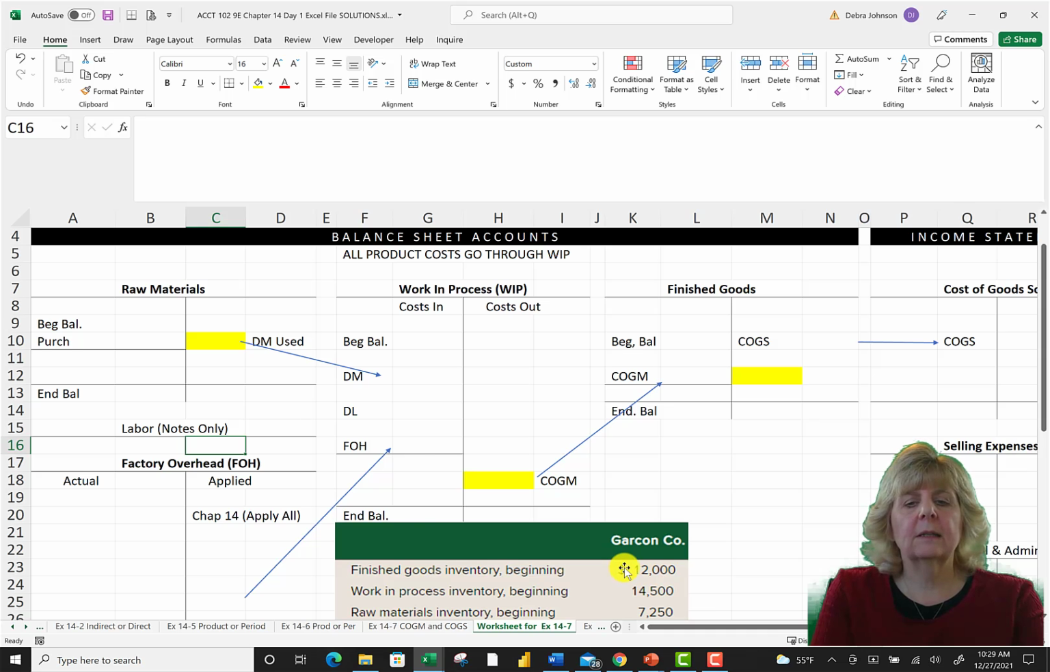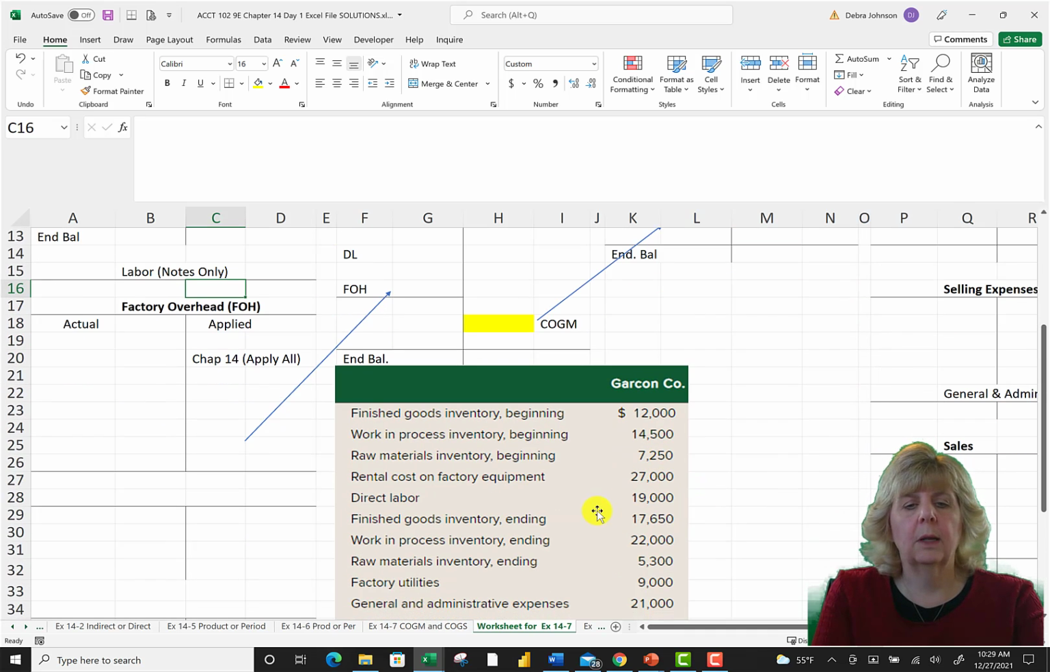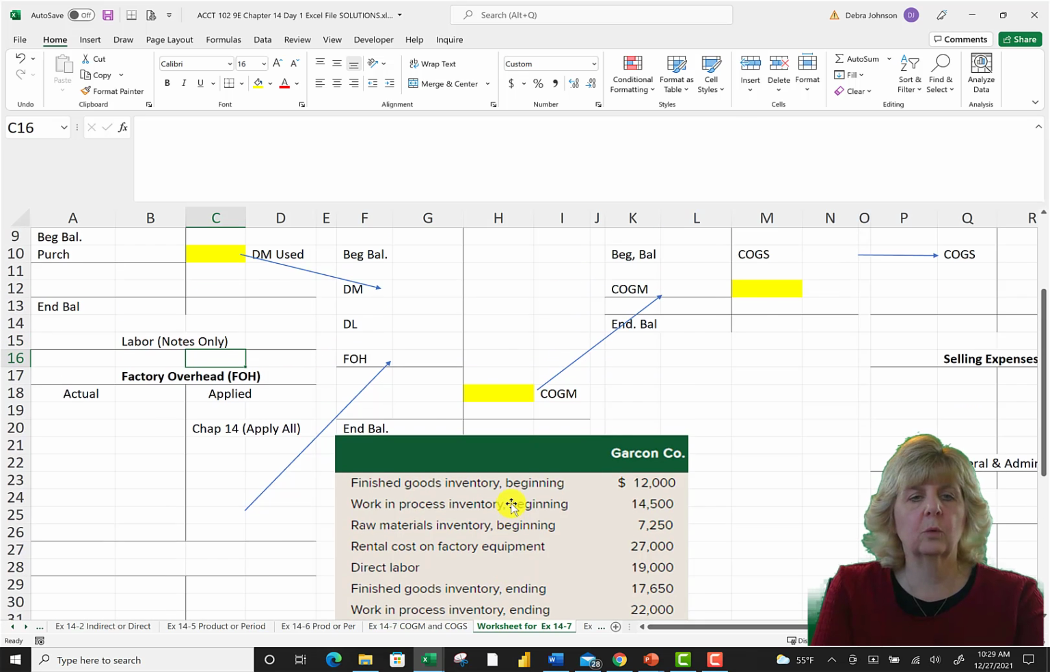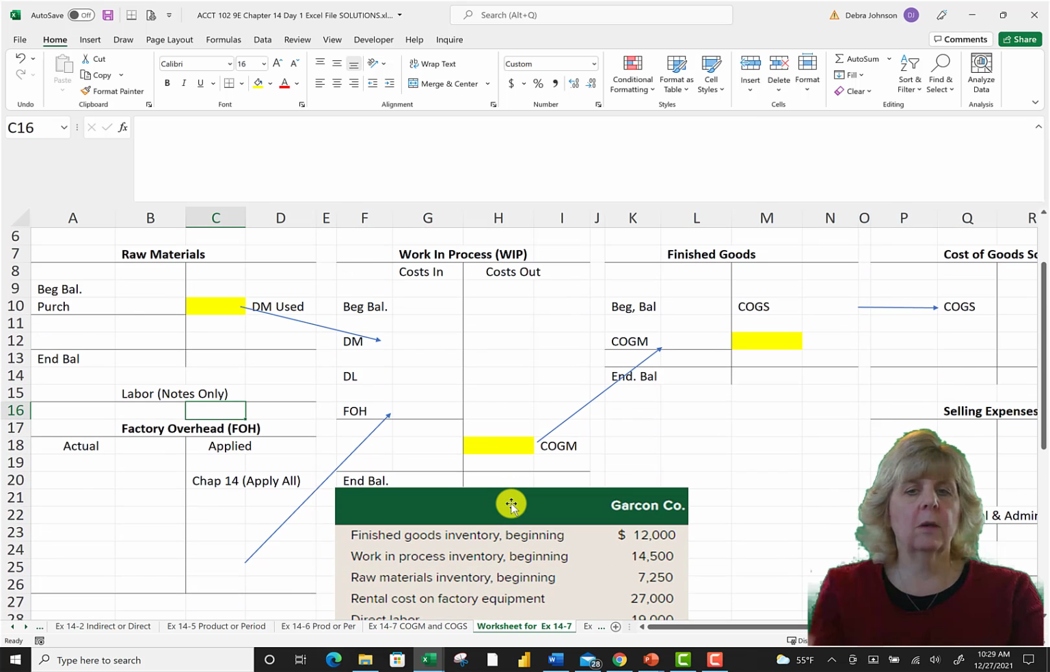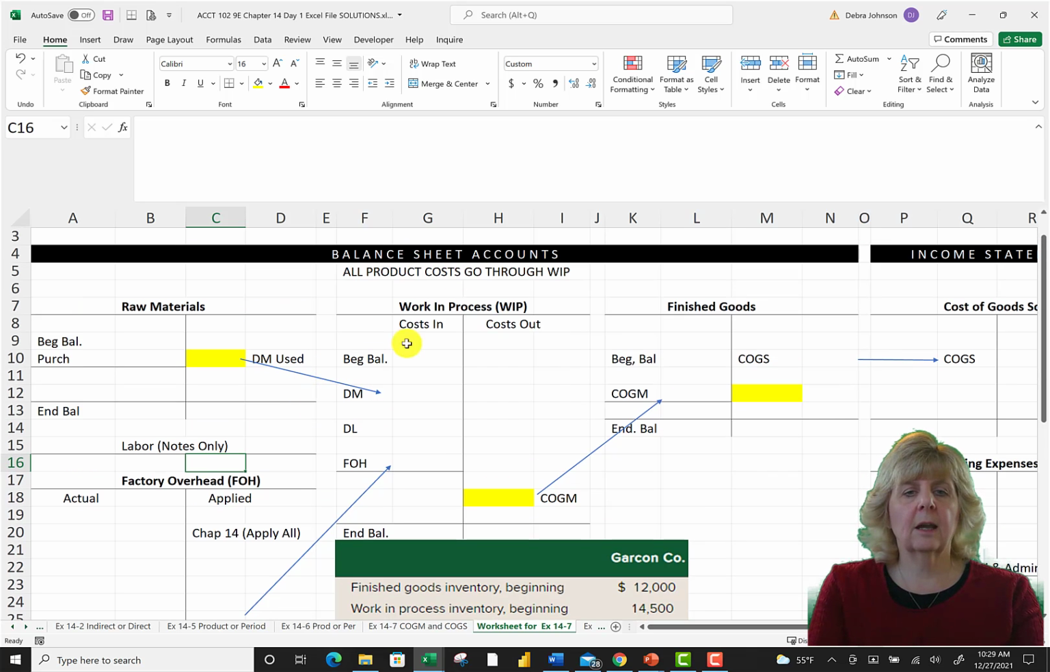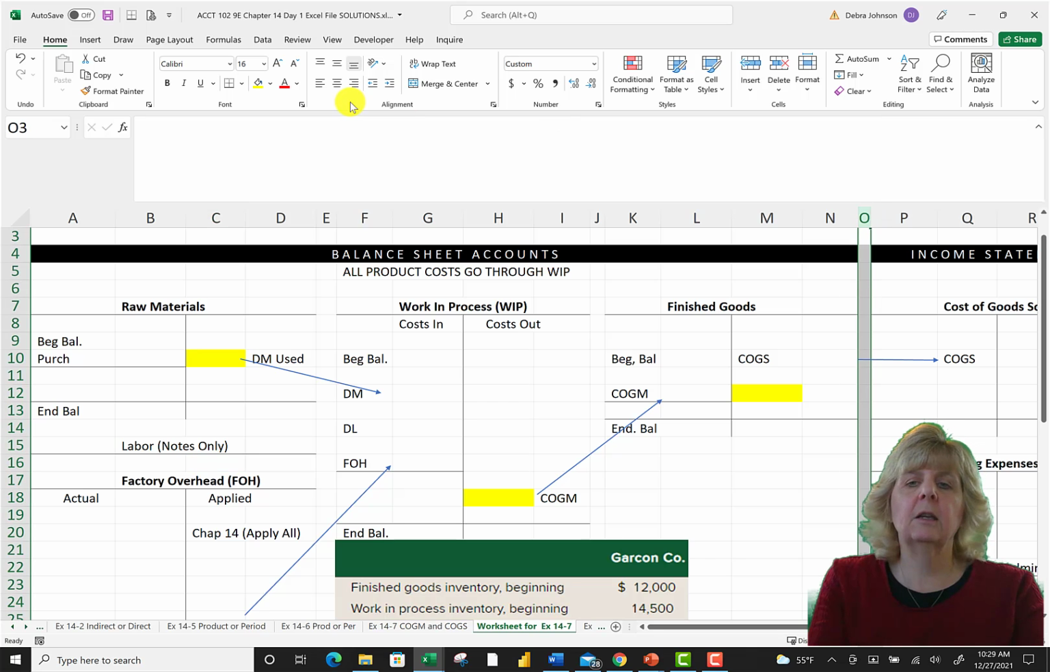So they give us a list of accounts for Garcon. And again, you can see these on the previous tab. I did a quick snip before the lecture started to put them on this worksheet to prevent us from going back and forth between the tabs. So again, on the left-hand side of our problem, you see balance sheet accounts, and on the right-hand side, you see income statement accounts. And there's this dividing line here, and I'm going to make it yellow, in column O on my spreadsheet.